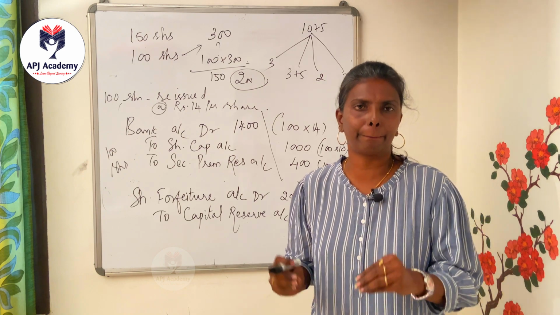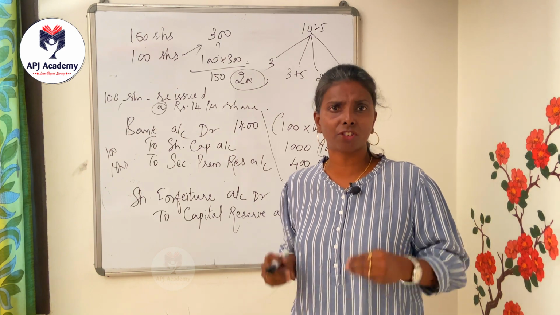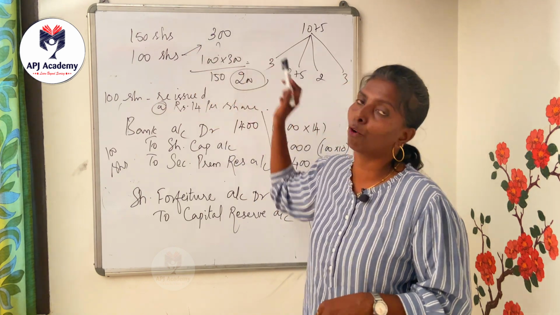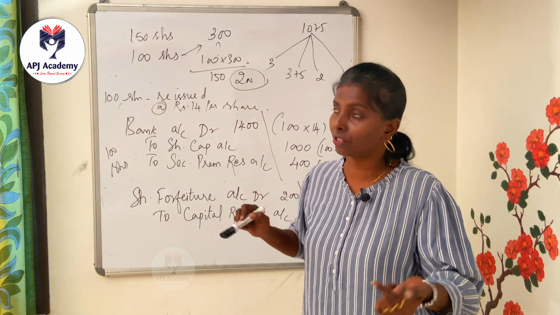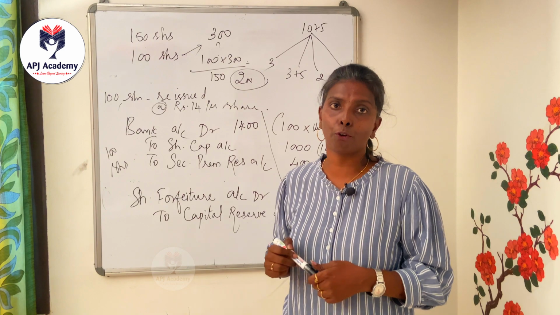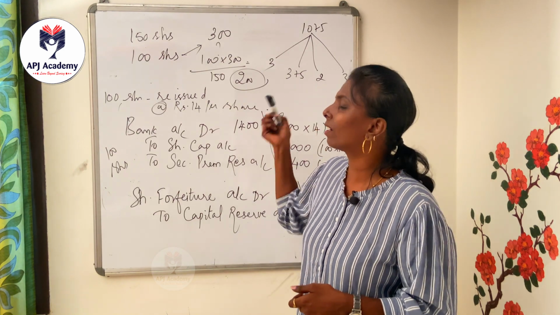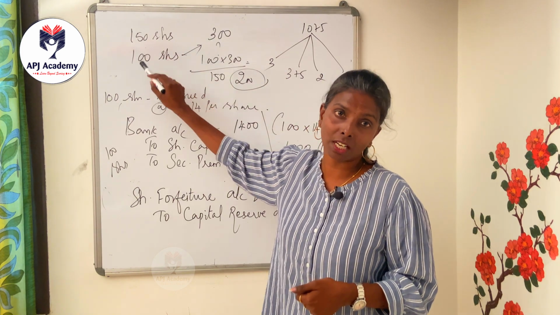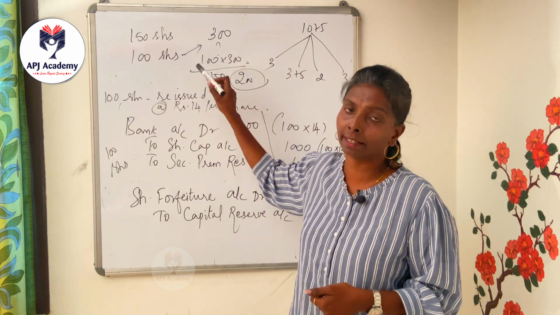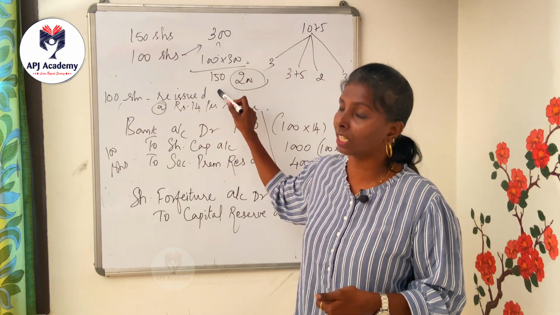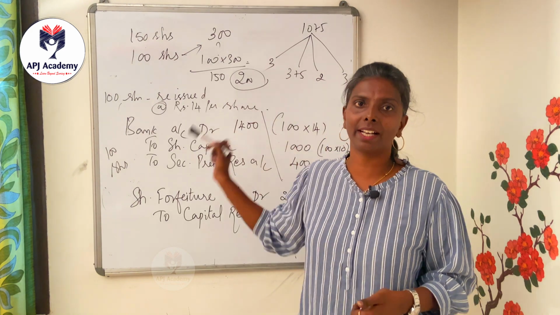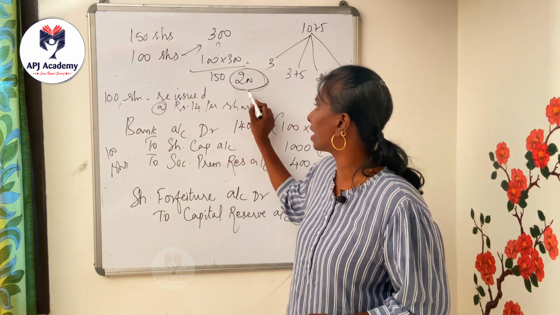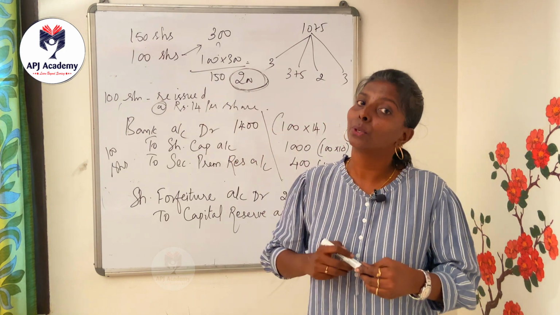Let's go with a simple numerical method that we've learned in our childhood. So 150 shares, what is the amount forfeited? Go back to the previous entry. 300 is the amount forfeited for 150 shares. Now we're going to convert that for 100 shares. So if it's 300 for 150, how much is it for 100? Cross multiply: 100 into 300 by 150. The amount gets converted as 200. So the amount forfeited for 100 shares is nothing but rupees 200.